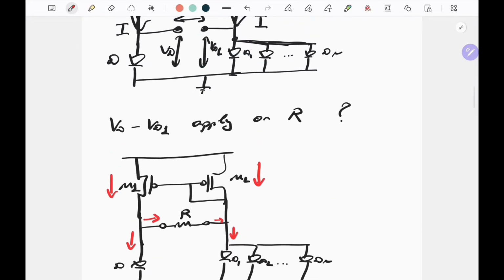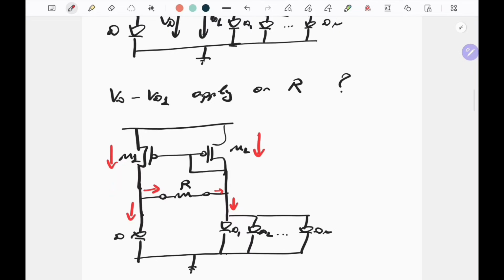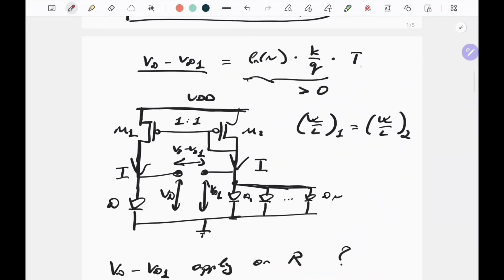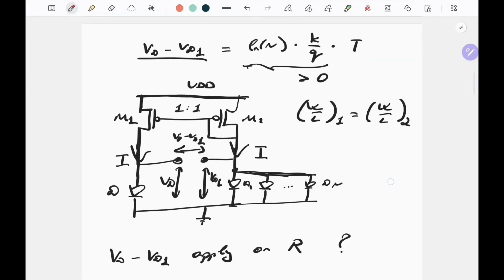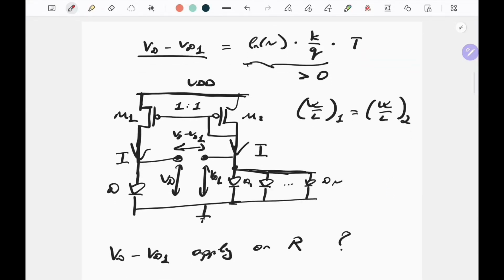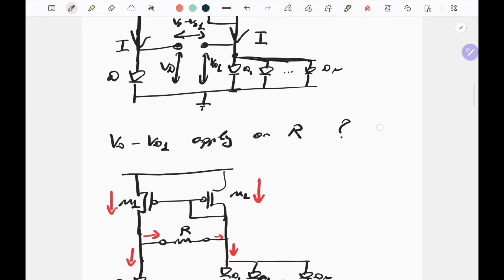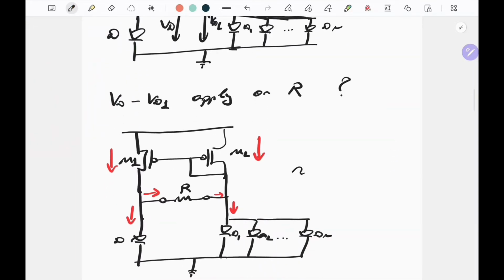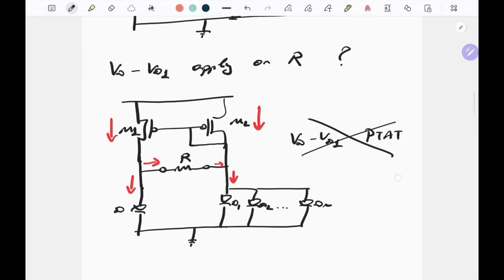And that was the important assumption, that the currents are actually equal to each other when we derived this formula. And since this is no longer true, then this formula does not hold, and there is no guarantee that this VD minus VD1 here is PTAT. Therefore, this approach doesn't work.